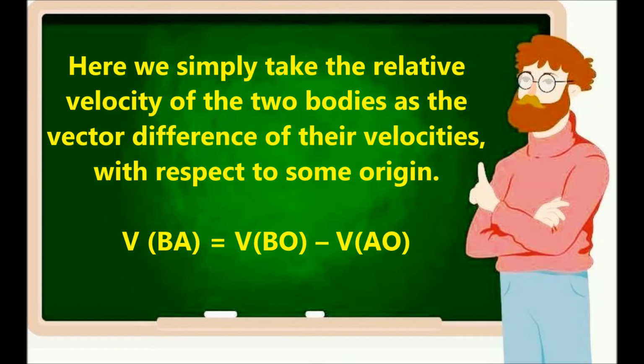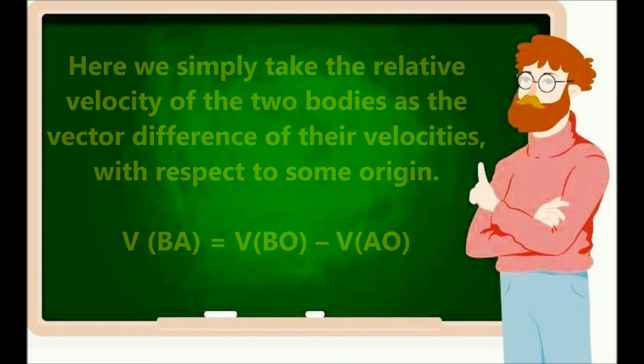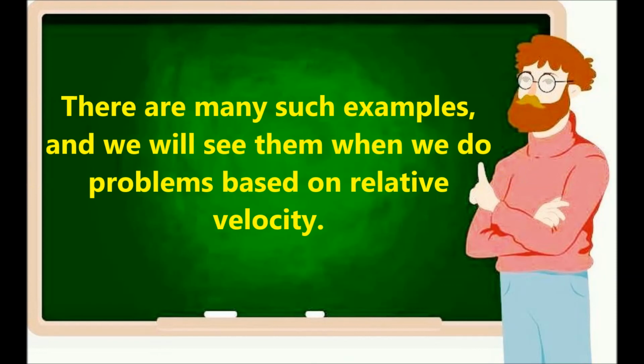Velocity is a vector acting at an angle, and has to be either added vectorially or subtracted vectorially. Here it is relative velocity, so we have to subtract vectorially. So VBA, the relative velocity, is equal to VBO, the velocity of the first body, minus VAO. And we have put it in bold. It means they are vectors, so we have to do vector subtraction. Not addition but subtraction.